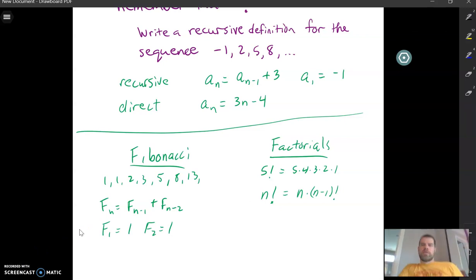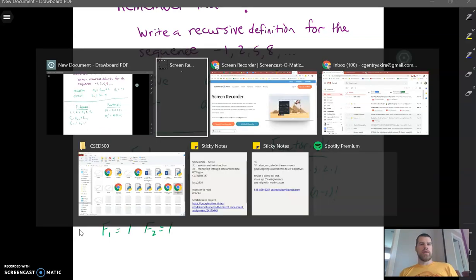Now we're going to switch over to some coding and see what this looks like in computer science, now that hopefully you have an idea of what this means in general. Again, recursion means self-referencing or calling oneself in the definition of a function. We're going to do that in Java.